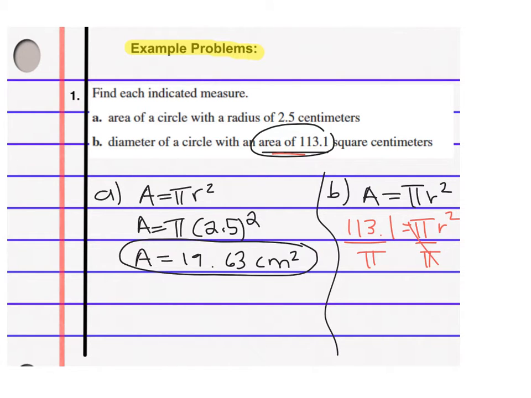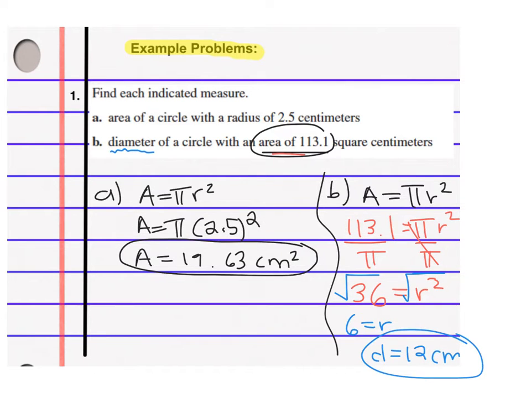So 113.1 divided by pi is about 36. Then to find the radius, instead of r squared, to undo a square, I take the square root. Since we are talking about a circle, we're going to take the positive answer. 6 is my radius. Be careful, the question asks for diameter. Diameter is twice the radius, so 12. And that's example 1. And you can always pause if you need more time on any of this.